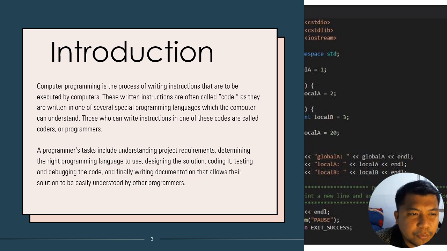We all know that computer programming is the process of writing instructions that are to be executed by computers. These written instructions are often called code, as they are written in one of several special programming languages which the computer can understand. So, di ba sabi natin, the computer can only understand one language. Those who can write instructions in one of these codes are called coders or programmers.